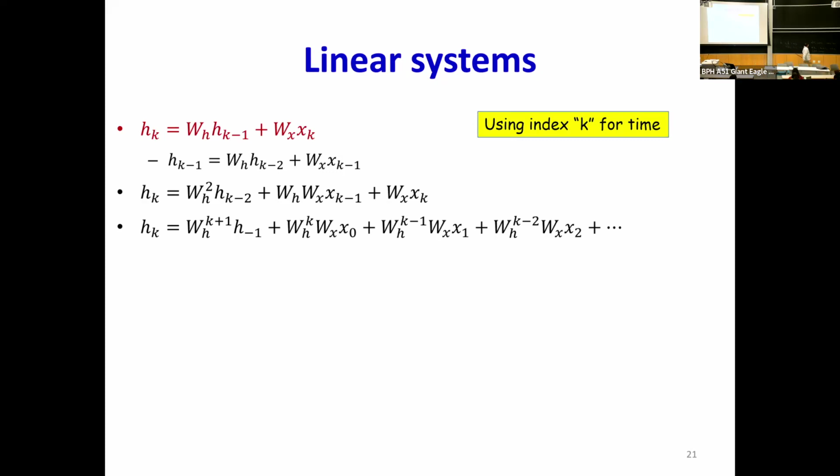H_K is going to be the summation of W_h^(K-i) X_i, right? That's about it. And I'm ignoring W_x and I'm ignoring H_{-1} because these are initial conditions and just a transform on the input itself. So everybody with me so far, right?